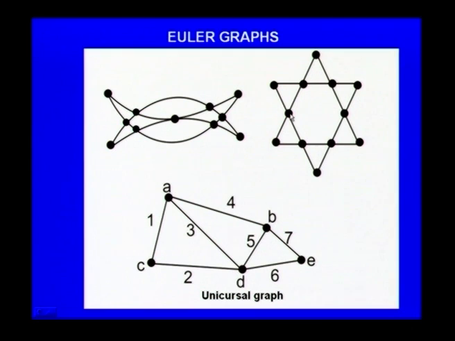Similarly, here, starting from here, you may have an Euler line like this, like this, like this, come to the point, then cover the other edges like this. So, it is an Euler line.